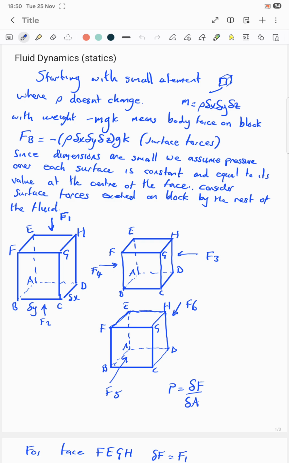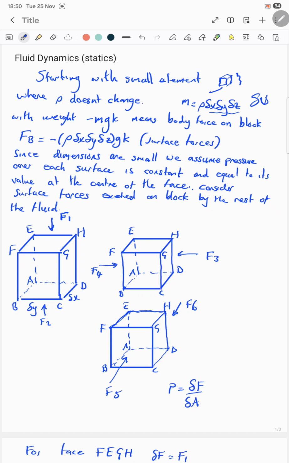Now we start with a small element where rho doesn't change, and rho is the density. Now the mass of a small element here would equal rho, the density, multiplied by the volume. As you know, with cubics, the volume is width times breadth times height, which is the volume element. Here are very small increments of volume.